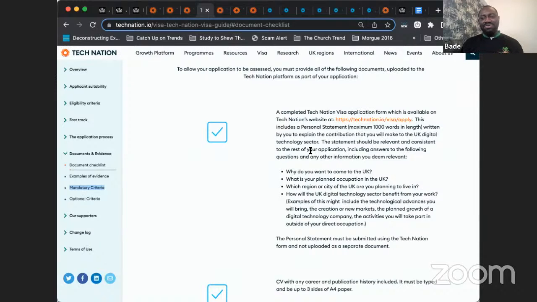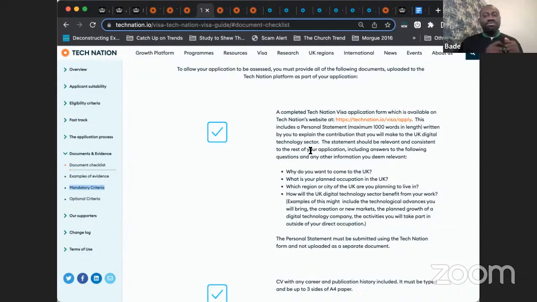Don't forget why this visa exists. This visa exists because if it existed for everybody that is in technology, then everybody would apply, everybody would qualify, and everybody would move to the UK. It doesn't exist for every single person in the field of technology. This visa exists for the leading talents in the field of digital technology.